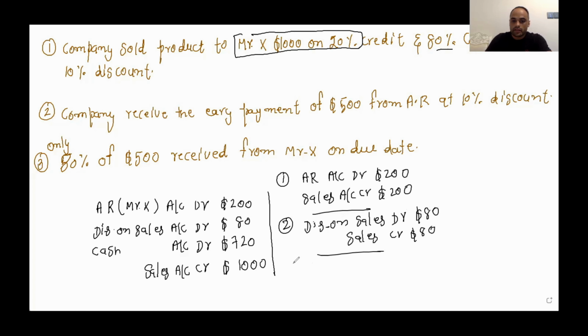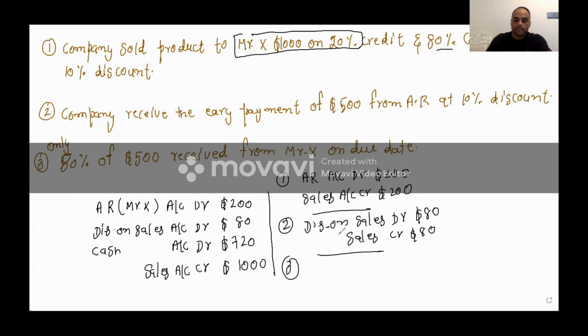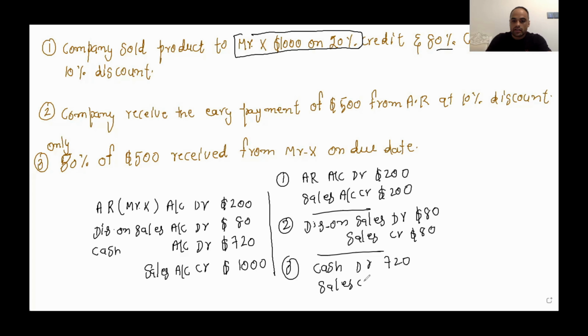And third journal entry, you are selling 80% cash. So cash account debit, which is 720, and sales account credit, which is 720.